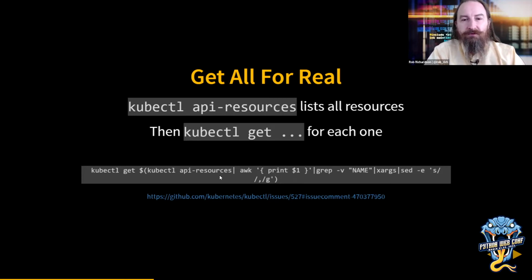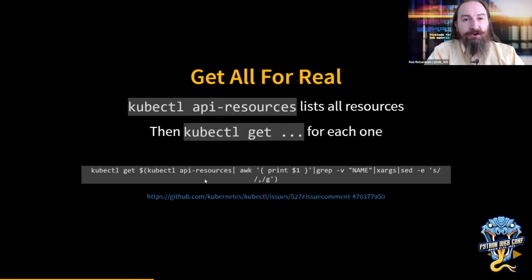So let's do a kubectl api-resources. We'll pipe it to awk to go grab the first piece of that. We will grep out the header. We probably could have done that in awk as well. Then we'll pipe that to xargs, pipe that to sed to replace space with comma. Now we have a comma delimited list of all the resources in the system. And we are going to say kubectl get that list. And now because we have a comma delimited list of all the resources, we get all the resources. Much like if you did kubectl get pod, comma deployment, comma service, comma ingress, you would get all those resources. We're just building up the list of every resource in the system.